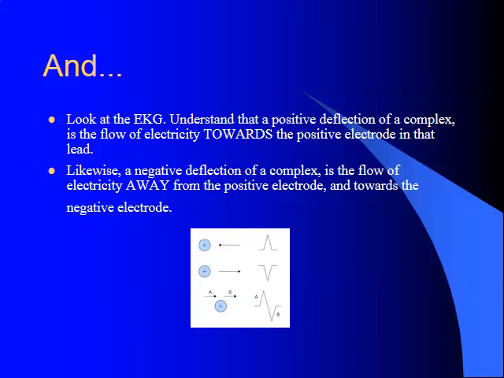Looking at our chart down here is a representation of that. Electricity moving towards that positive electrode at the top is going to create a positive deflection. Electricity moving away from that positive electrode is creating a negative deflection, and electricity running perpendicular to that electrode is creating an equiphasic or equilateral deflection.